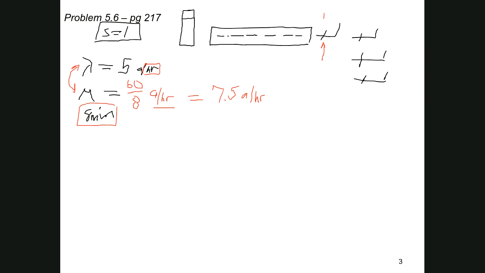Now, the next thing I want to discuss, and this is the next important point, is the following. What's the relationship between lambda and mu? I'm going to ask you, is lambda less than or equal to, or greater than or equal to mu? What's this relationship? And one of these has to be true.